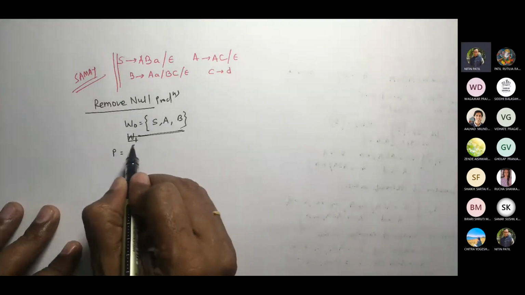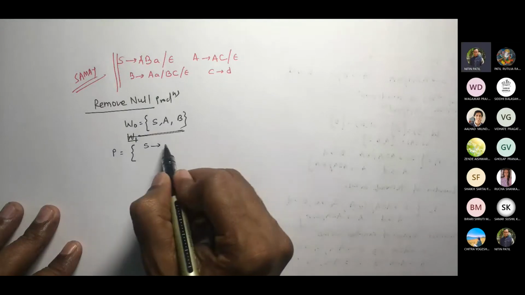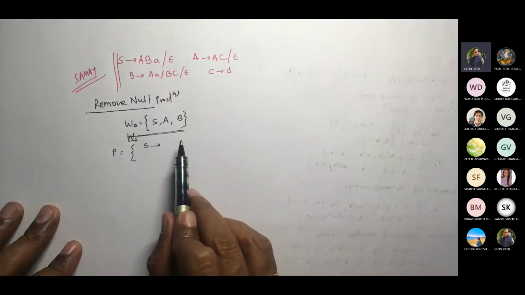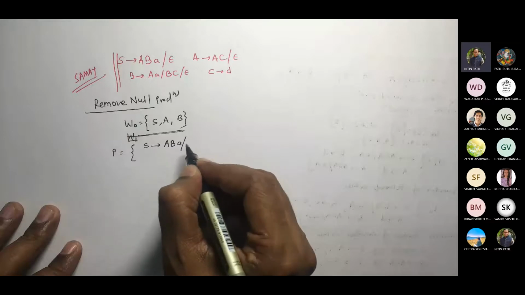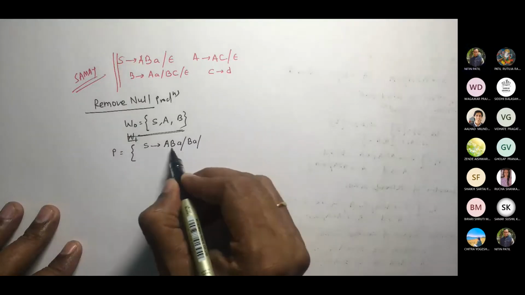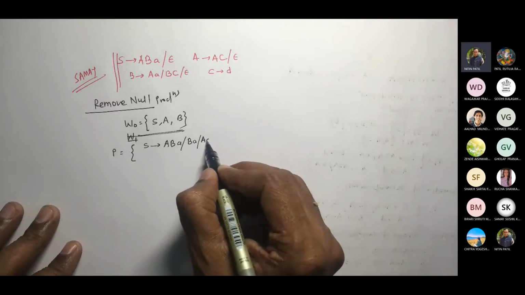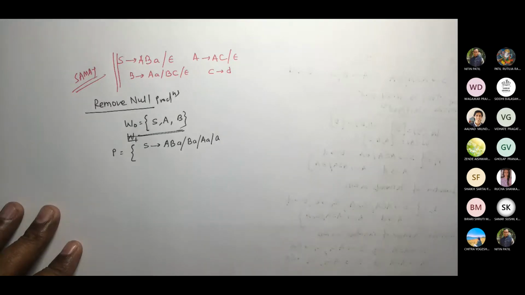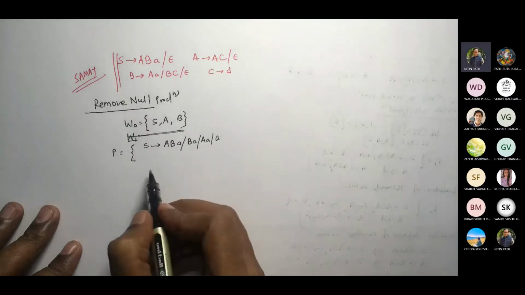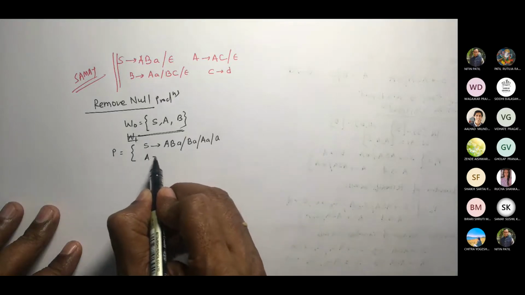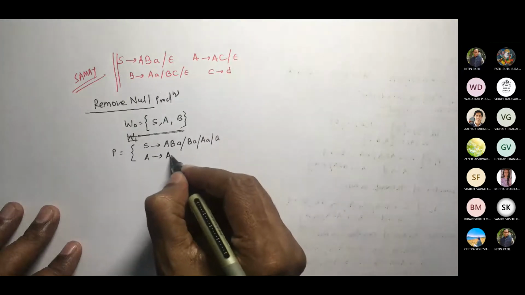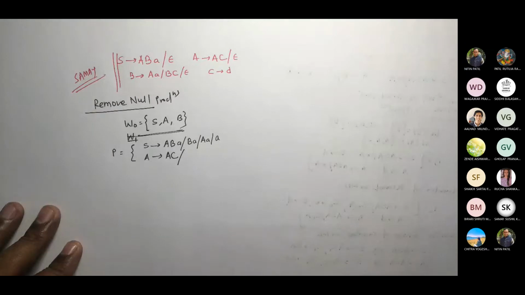Now production set. What would be the production set? S gives, now A and B are nullable, correct? That's why you write ABA. Now put epsilon for A, you get BA. Put epsilon for B, you get AA. Put both of them to be epsilon, you get A. Fine. Now let us talk about A. A gives epsilon is deleted. So A gives AC as it is. Is A nullable? Is C nullable? Only A is nullable, correct? That's why A gives C. Fine.